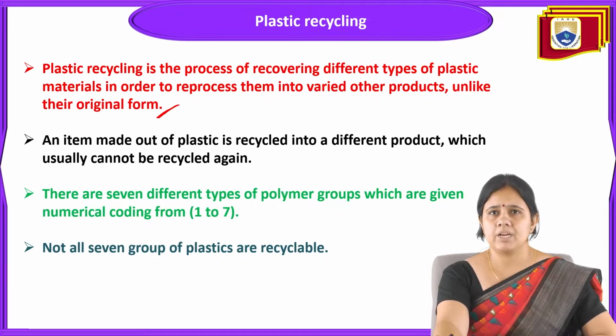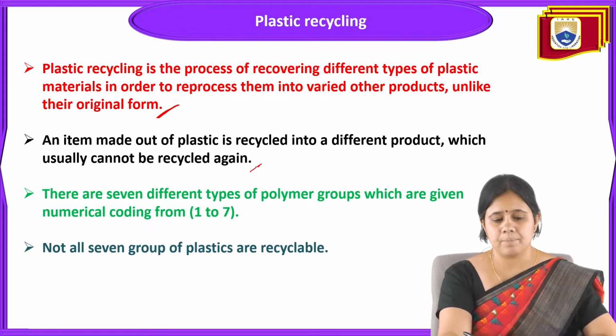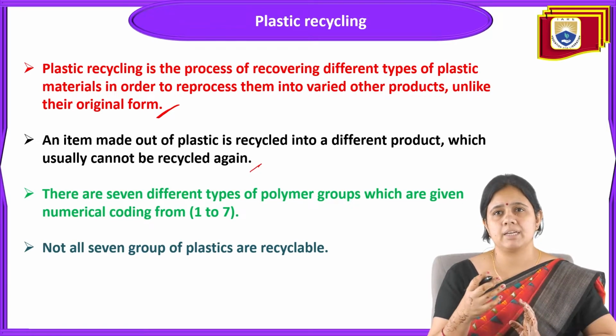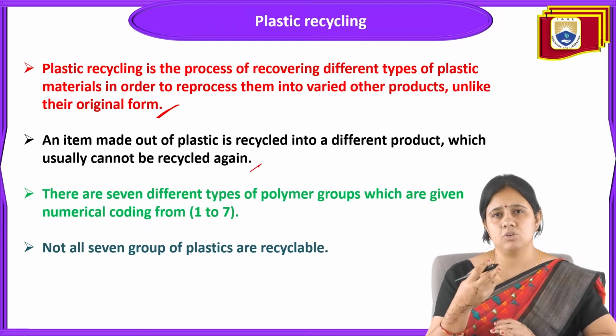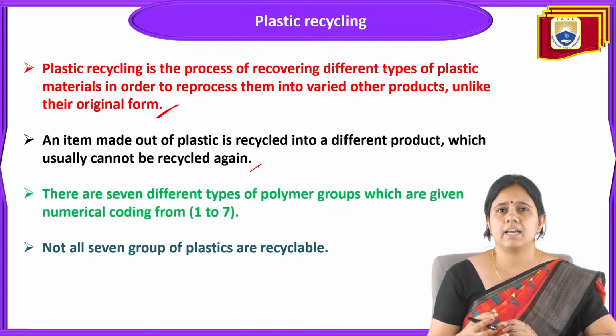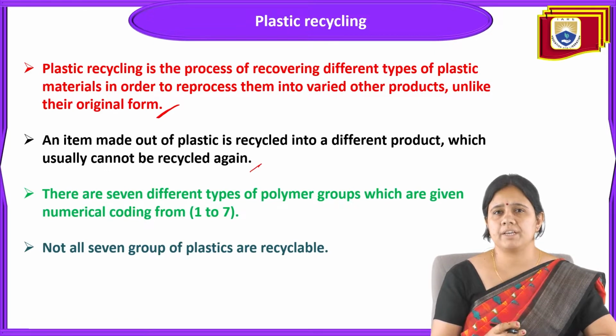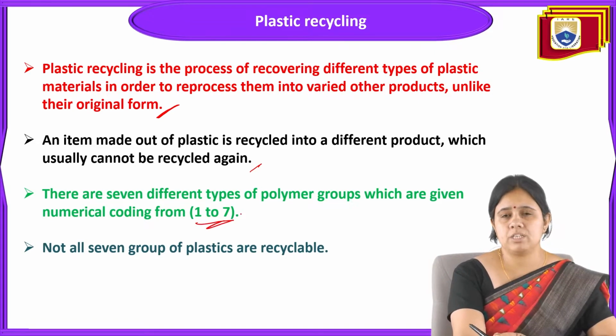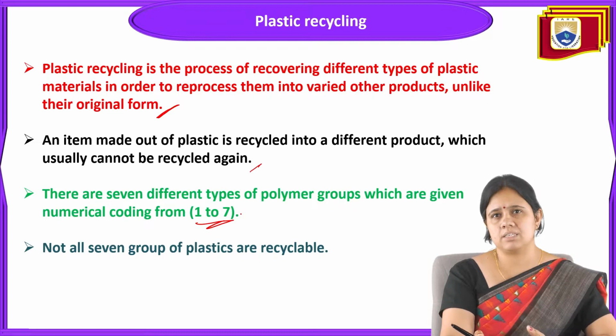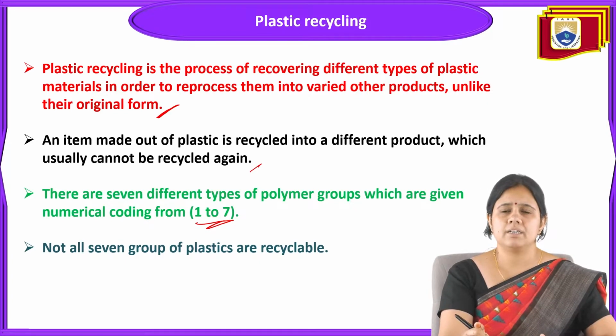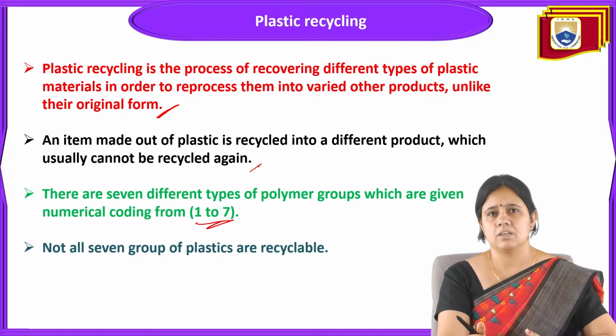An item made out of plastic is recycled into a different product, which usually cannot be recycled again. So an item made from recycled plastic can make a new product, and that usually cannot be recycled again. There are 7 different types of polymer groups which are given numerical codes 1 to 7, for the polymers used in plastic. Not all 7 groups of plastic are recyclable.